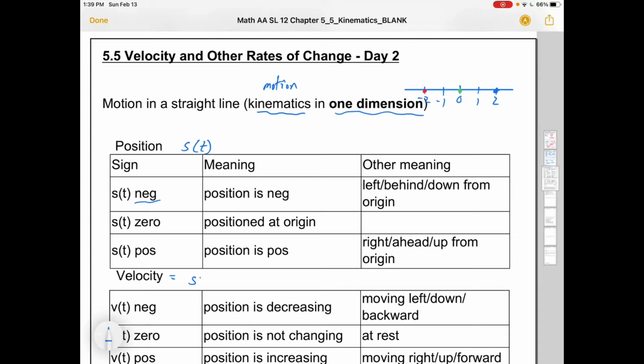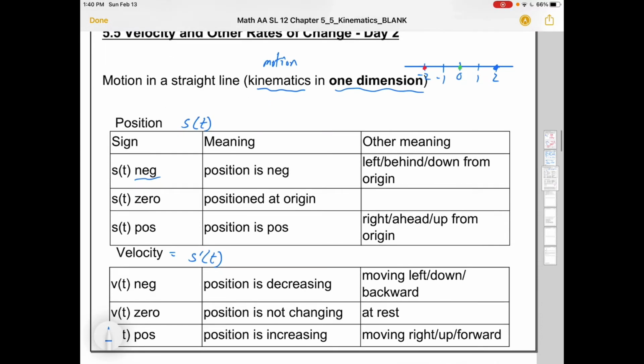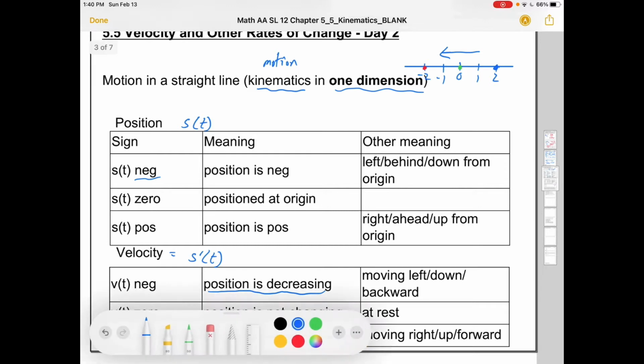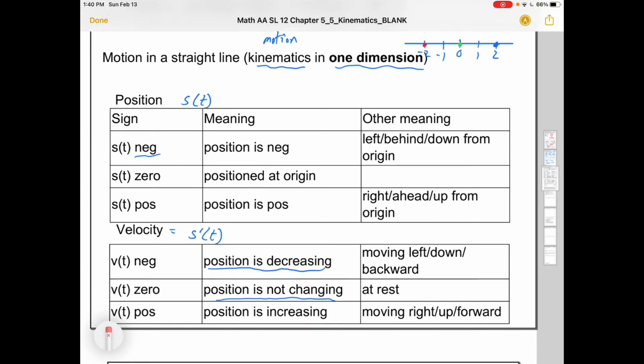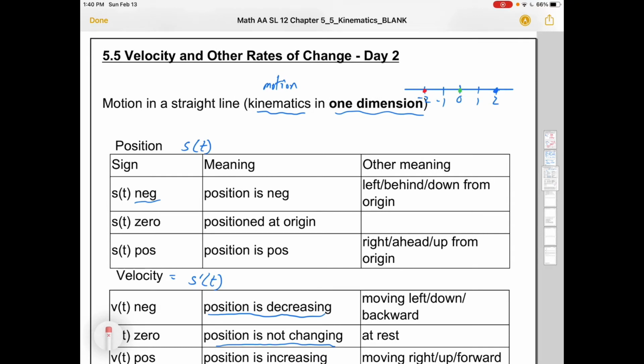Velocity is the first derivative of position with respect to time. So if we have a negative velocity, that means that we are traveling leftward. Most axiomatically, it means that position is decreasing. The number for position is becoming a lower number, not necessarily a smaller number in terms of magnitude, but lower. If velocity is 0, then that means position is not changing. That means you're at rest. And if velocity is positive, then position is increasing, or you're moving to the right.